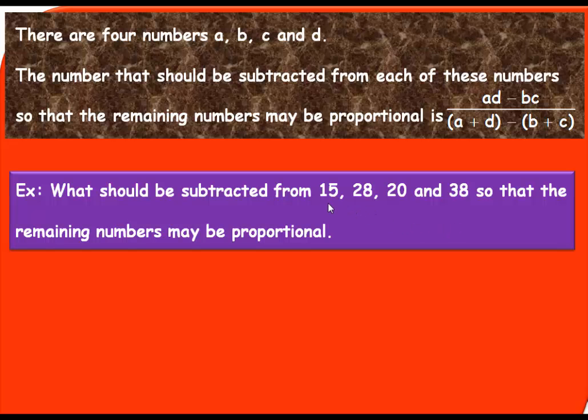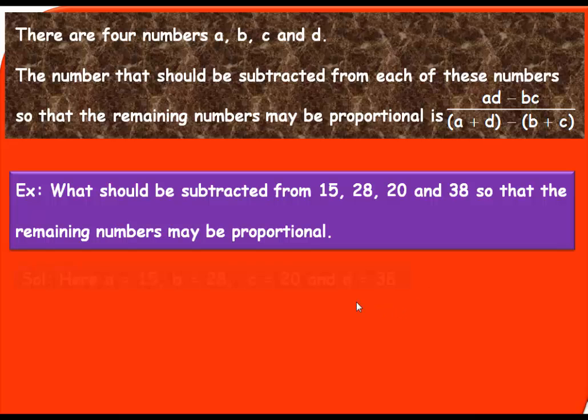Now here, in general, the given numbers are not in proportion. To make them in proportion, we have to subtract a certain quantity. If we subtract a certain quantity from each of these given numbers, then the results may be in proportion. We have to find that quantity which we have to subtract. Now using this relation we find that quantity.